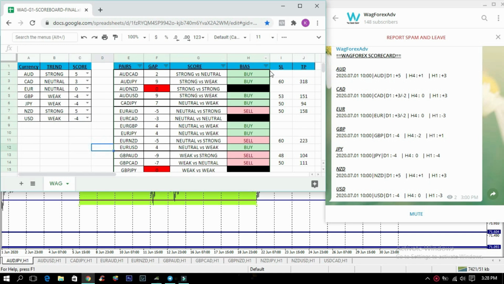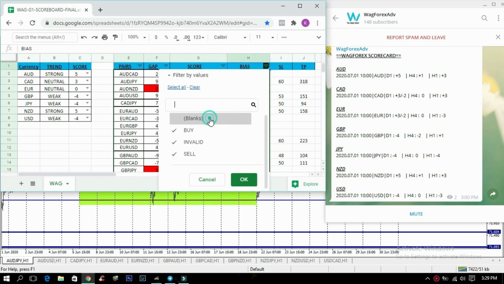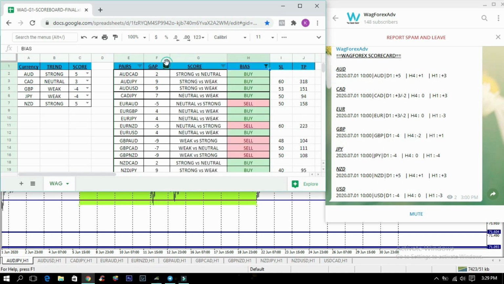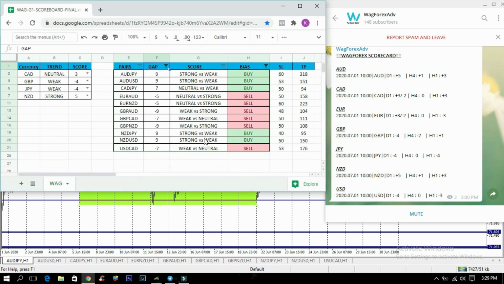Next is filter out lang natin yung mga blanks and invalid. And then, filter din natin yung mga below 5. Okay, so ito na po yung target natin na i-check ngayon na pairs.